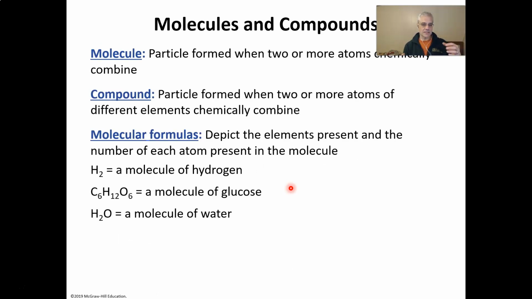Remember, a molecule is atoms that get together. How do they get together? Well, one atom can take an electron from another one, and we call that an ionic bond, or they can share electrons. If they share them, we call that a covalent bond. But if they get together, they're no longer atoms. Now they're called compounds or molecules.